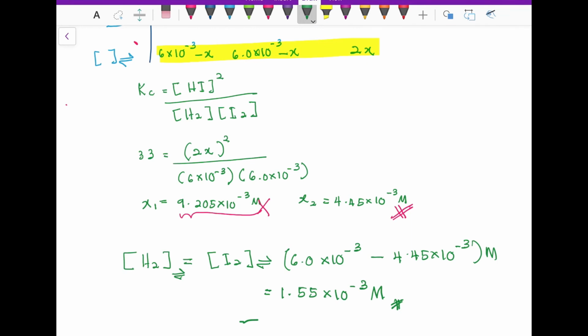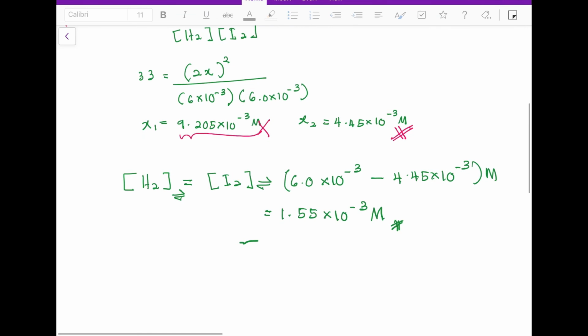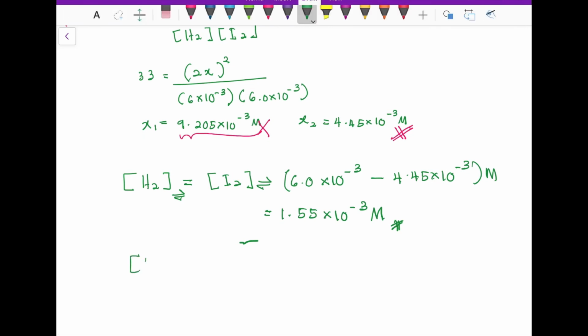And what about the concentration of hydrogen iodide? So the concentration of hydrogen iodide at equilibrium is equal to 2x, which is 2 times 4.45 × 10^-3 molar, which is 8.9 × 10^-3 molar.